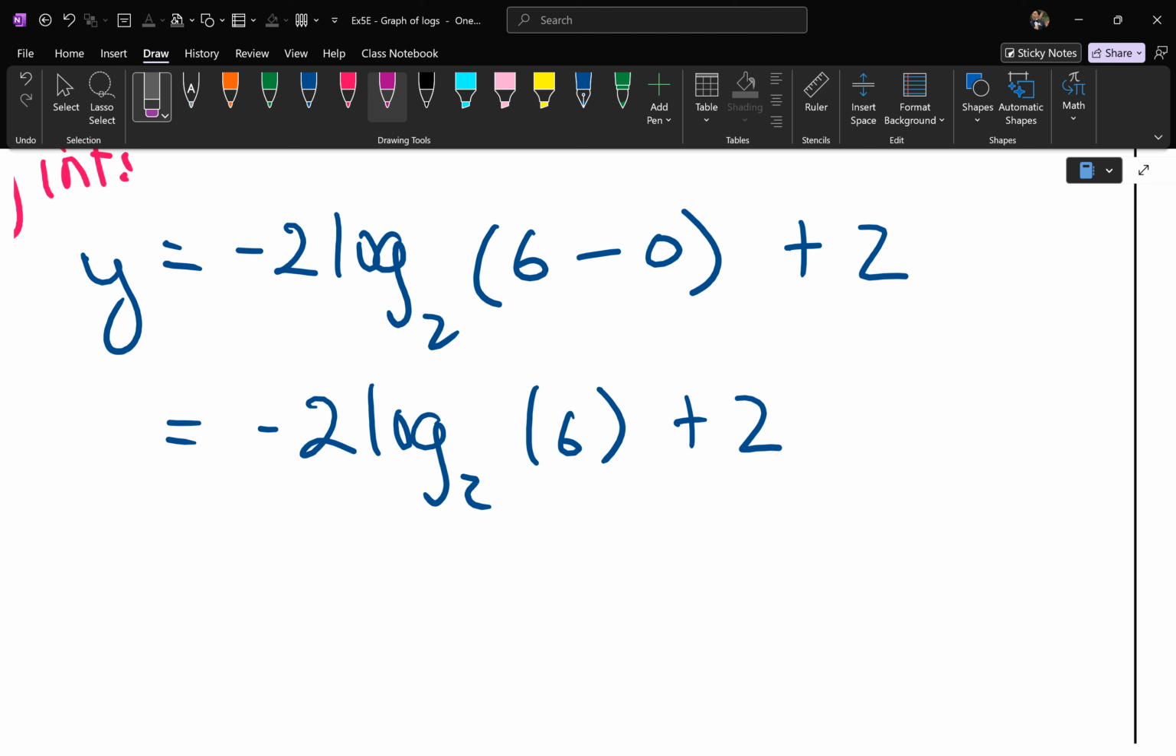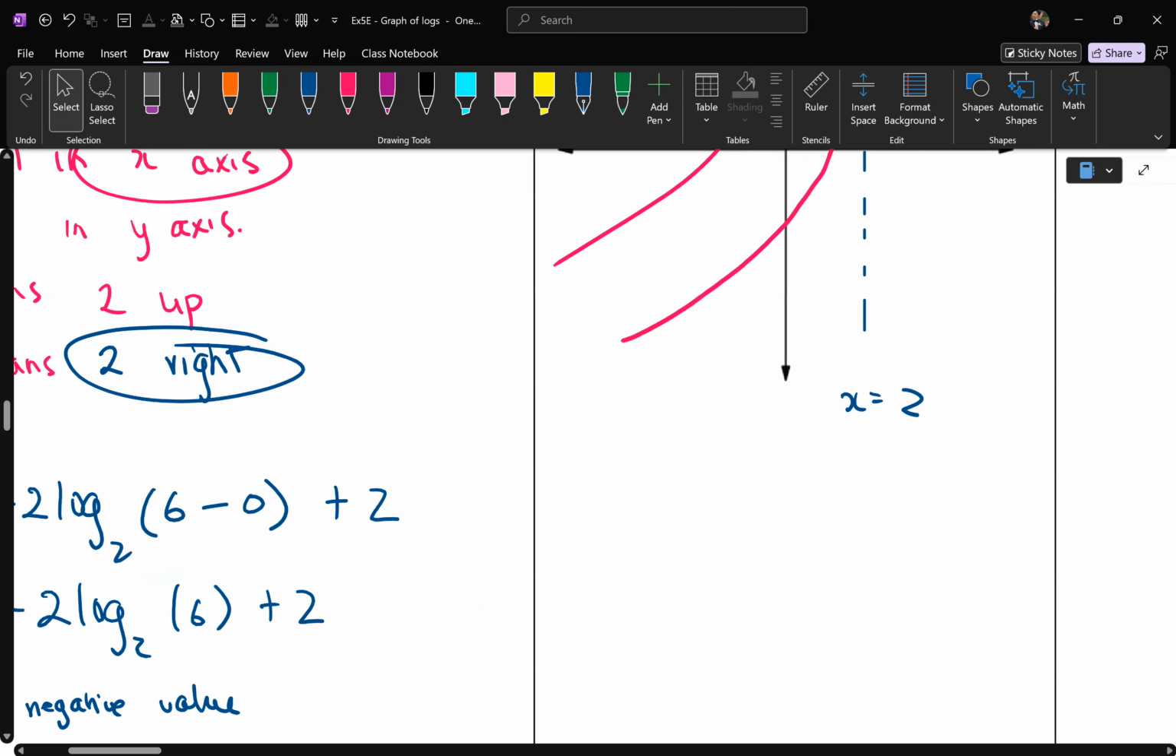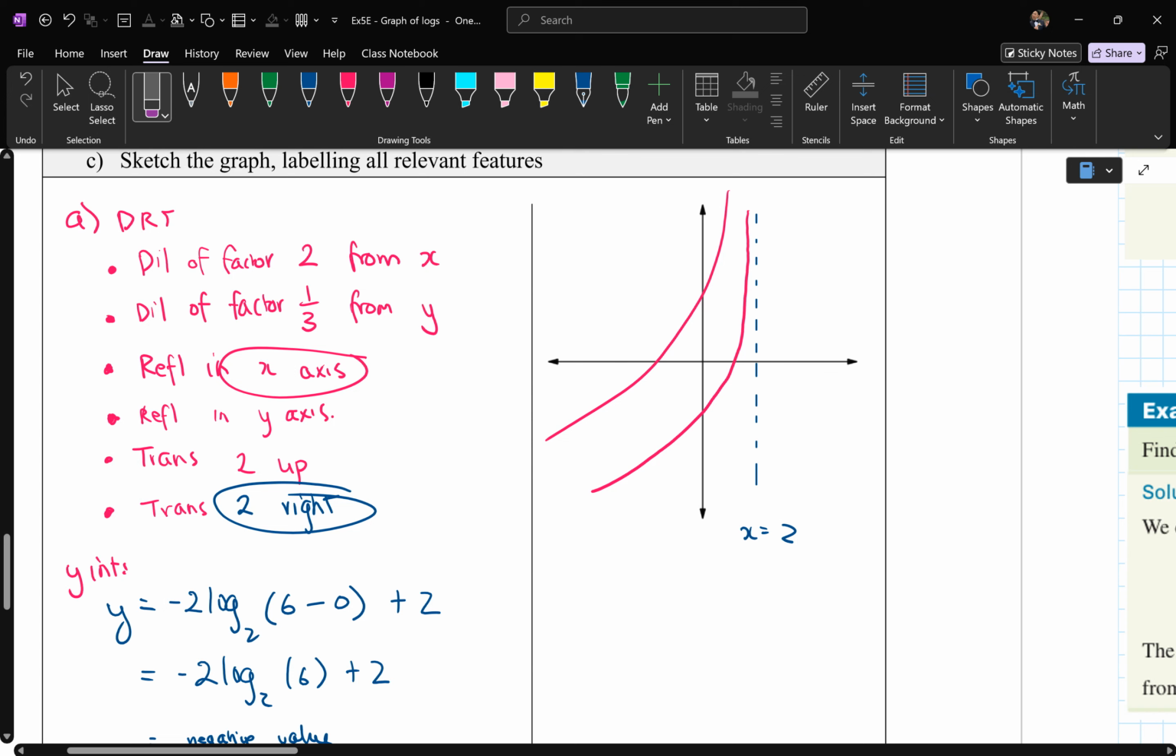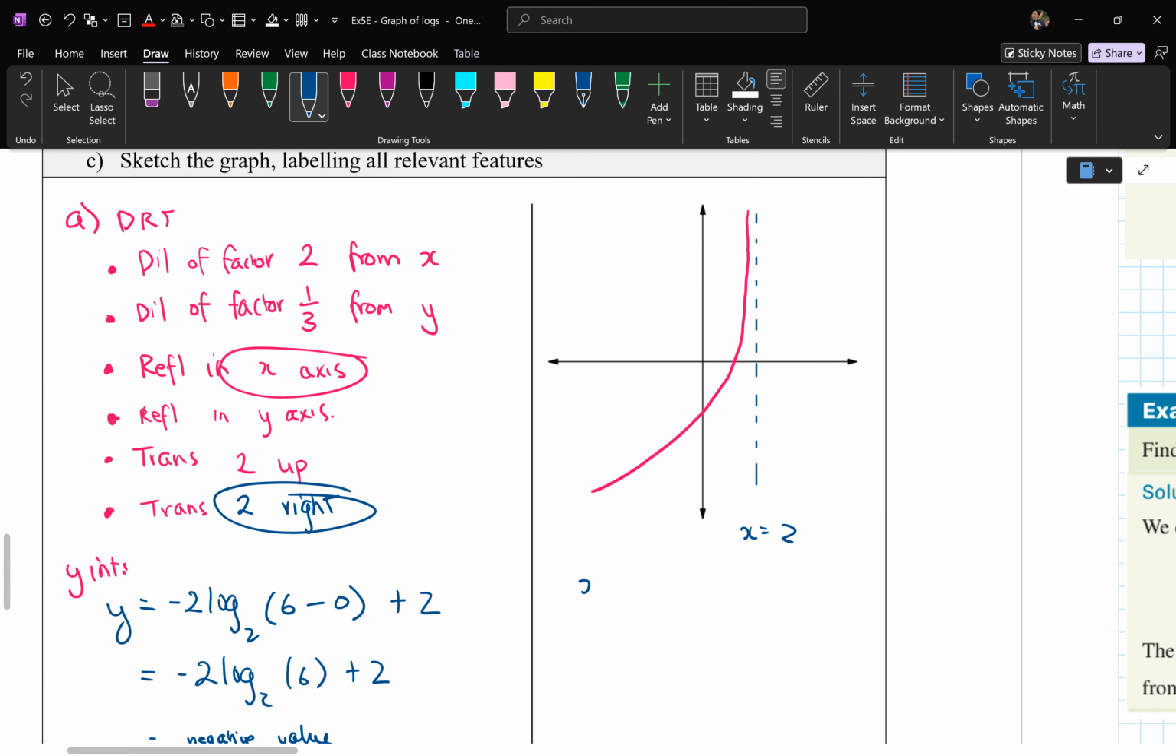So do an estimate. Even if you don't know it, you can kind of guess it. We just know this is a negative value. Okay, so we know that the y-intercept is negative. So far my first graph looks relatively correct. X-intercept. Let's work out the x-intercept.